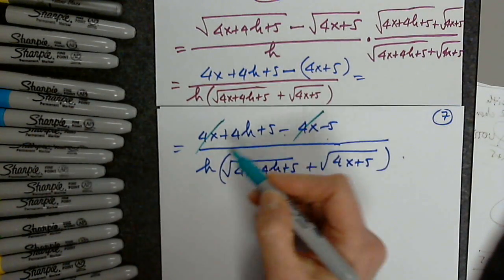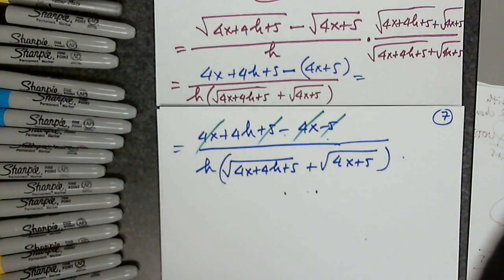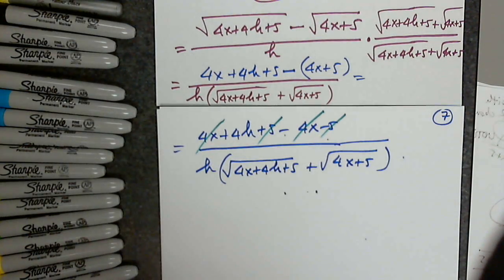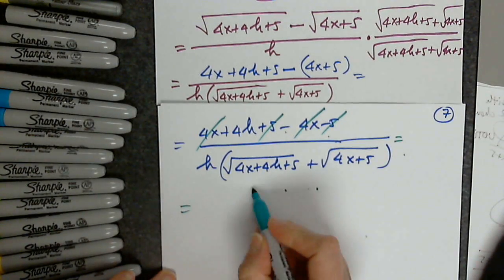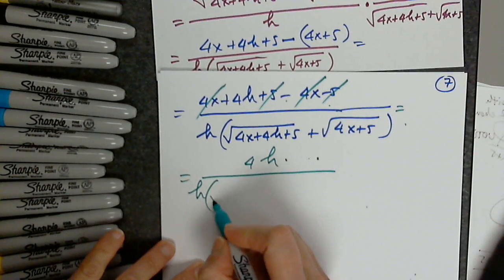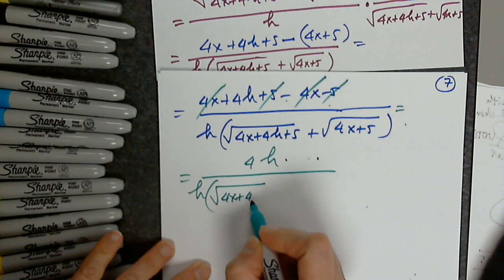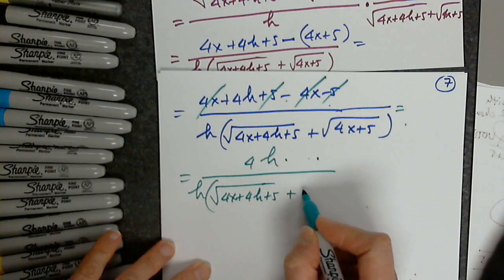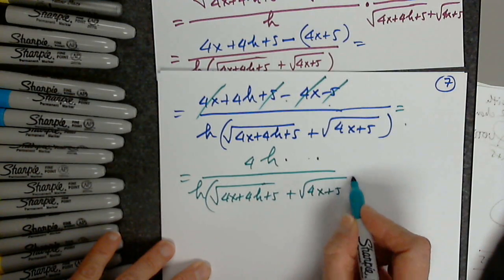Simplify the top. These two go away. Notice that at the top, all terms without h, maybe some of them have h, but at least those who have no h must go away. Very good. So then the next step is 4h over h, in parentheses, the square root of 4x plus 4h plus 5 plus the square root of 4x plus 5.